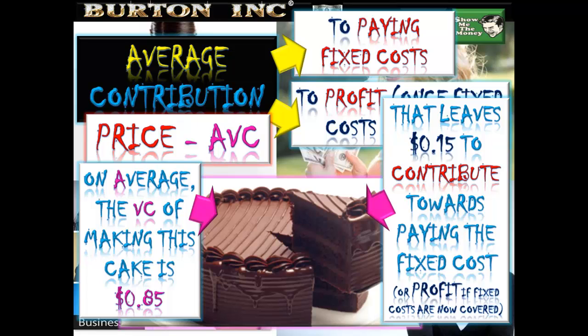So if it does cost 85 cents to make and the firm is selling it for $1, that leaves 15 cents to contribute towards paying the fixed costs. Take enough of those 15 cents, add them up, we can pay the fixed costs, and then after that, the 15 cents per cake is going towards the profit. So once the fixed costs are covered, it goes towards profit.